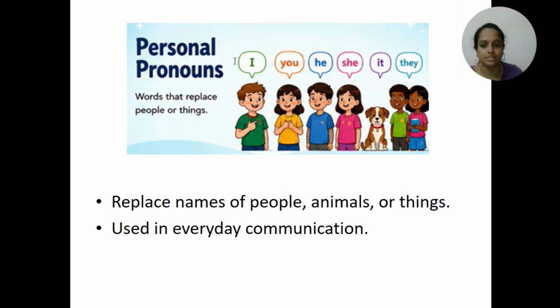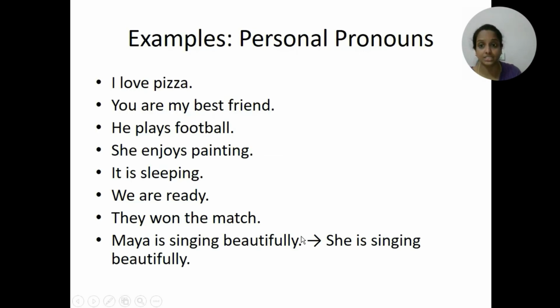Look at these examples. I love pizza. You're my best friend. He plays football. She enjoys painting. It is sleeping. We are ready. They won the match. Maya is singing beautifully. Now, here, instead of Maya is singing beautifully, you can say she is singing beautifully. So, these words like I, you, he, she, it, we, they, all these are personal pronouns because they refer to specific people or things, right?